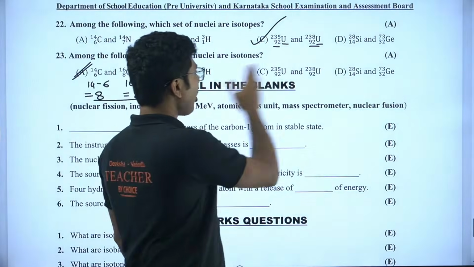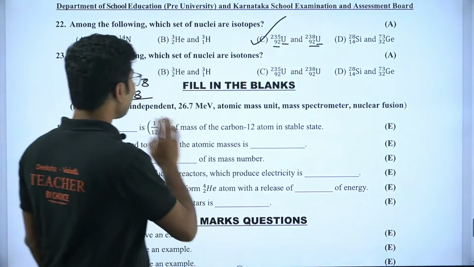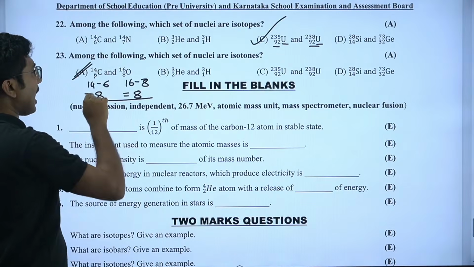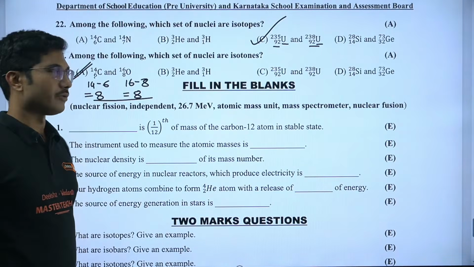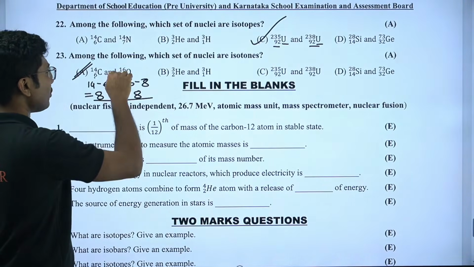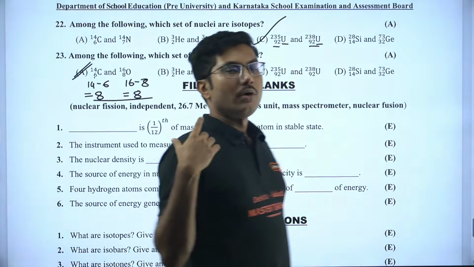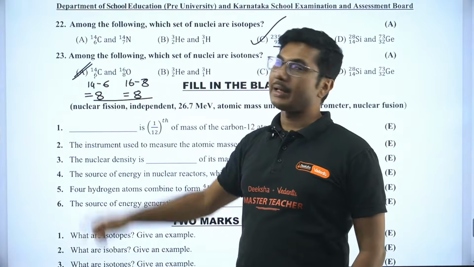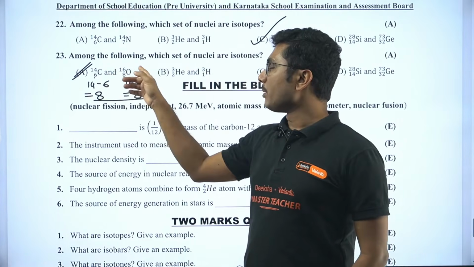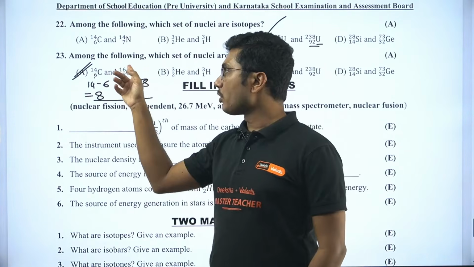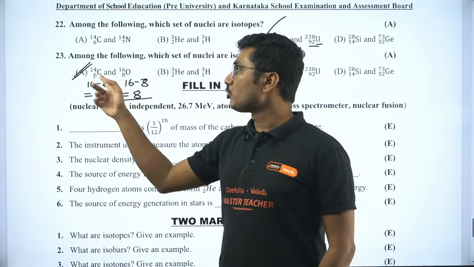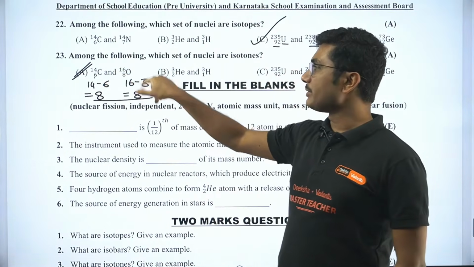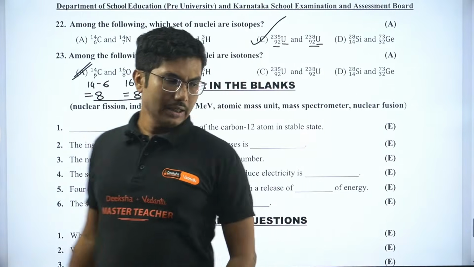We have not gone into any other calculations. But isotones can be tricky, so you have to find the difference between these two numbers, and if they are equal, they are called isotones. Isotope means the bottom two numbers should be same, and isobar means the top two numbers should be same. If the top two numbers are same, isobars. If the bottom two numbers are same, isotopes. And if the difference between them is same, they are called isotones. Okay, clear?